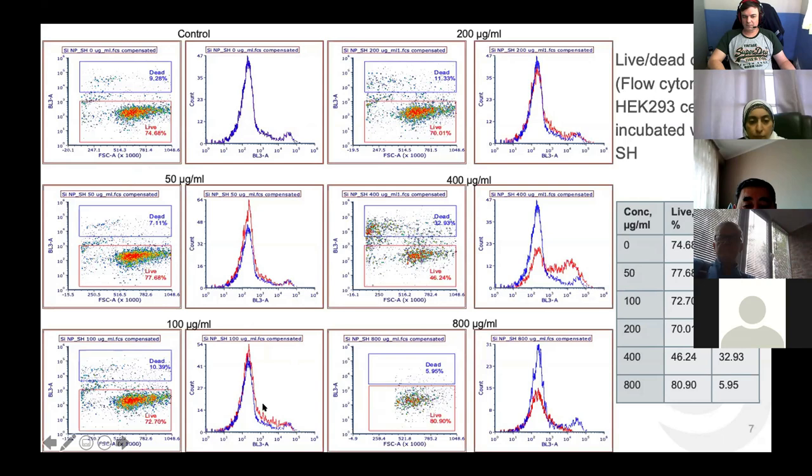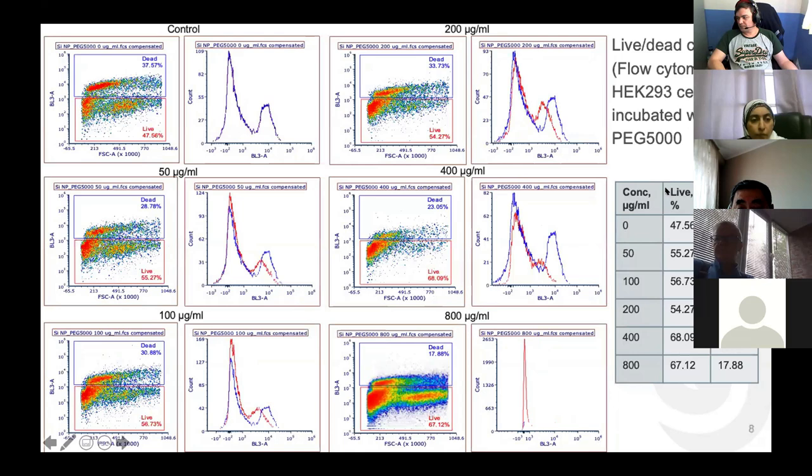However, only at the concentration of 400 microgram per mil, we observed the high number of dead cells. However, these results are preliminary and we cannot draw a full conclusion. So here we incubated thiolated silicon nanoparticles with HEK293 cells, and then we incubated HEK293 cells with PEG 5000 pegylated nanoparticles. And here again, we didn't observe much difference between the number of dead and live cells.